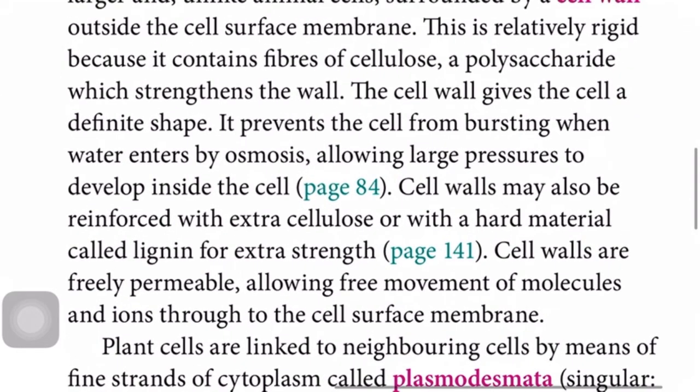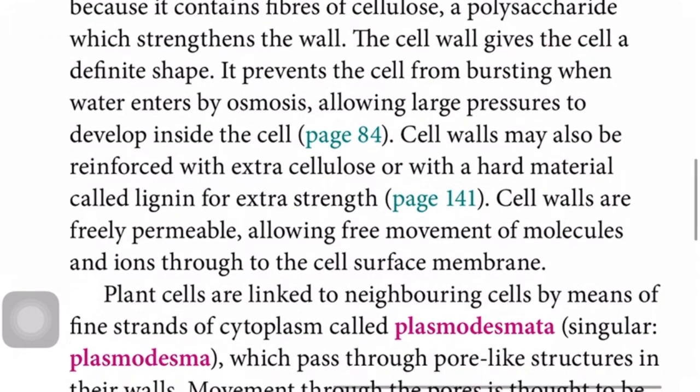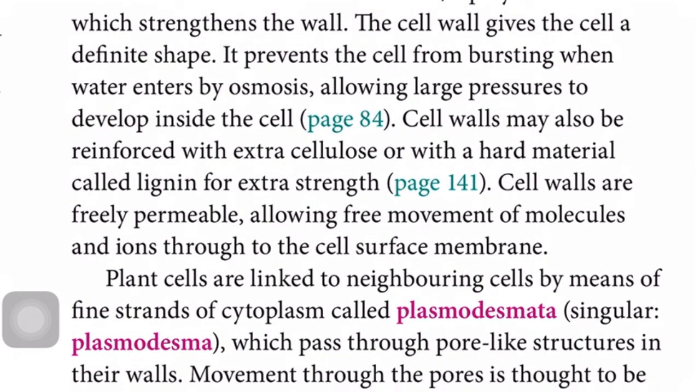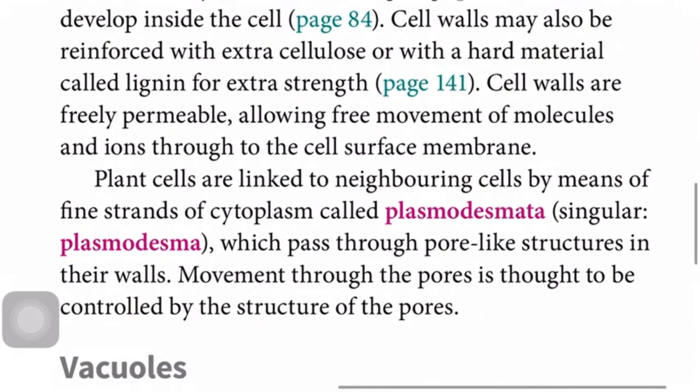It contains fibers of cellulose, which is a polysaccharide. We will learn this in the later chapters. The cell wall gives the cell a definite shape. It prevents the cell from bursting when water enters by osmosis, allowing large pressures to develop inside the cell. Suppose water is constantly diffusing into the cell, it gets bigger and bigger, and poof, it will burst. That is if it's an animal cell. But if it has something harder apart from the cell membrane, very hard, that hard part won't be stretched so much that it will burst. So it also protects the plants.